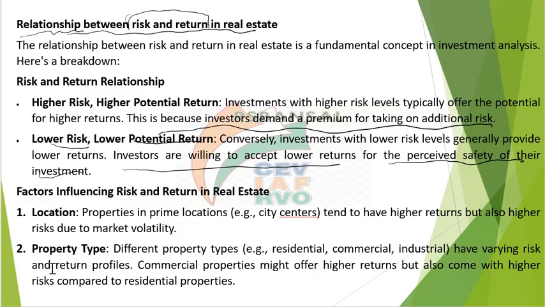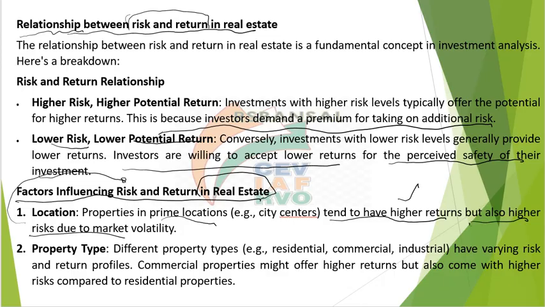Then we will discuss what are the factors that influence risk and return in real estate. So we will apply these things particularly to real estate. These factors will affect risk and return. First thing is location. Properties in prime locations tend to have higher returns, but also higher risk due to market volatility. In that case, the market will be more volatile in prime locations.